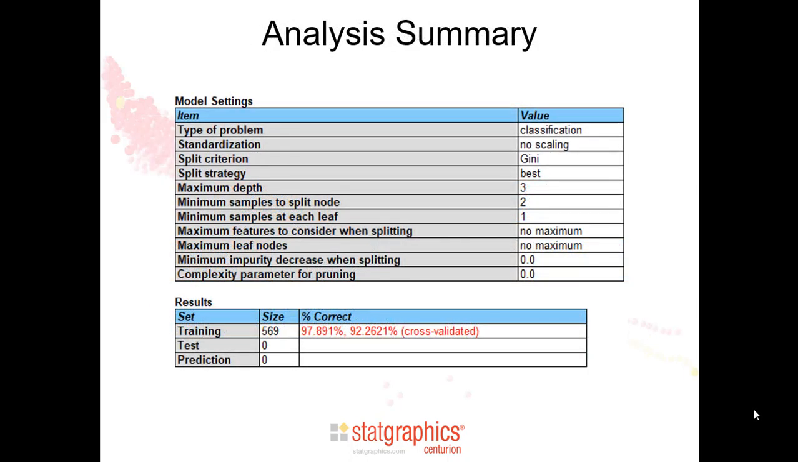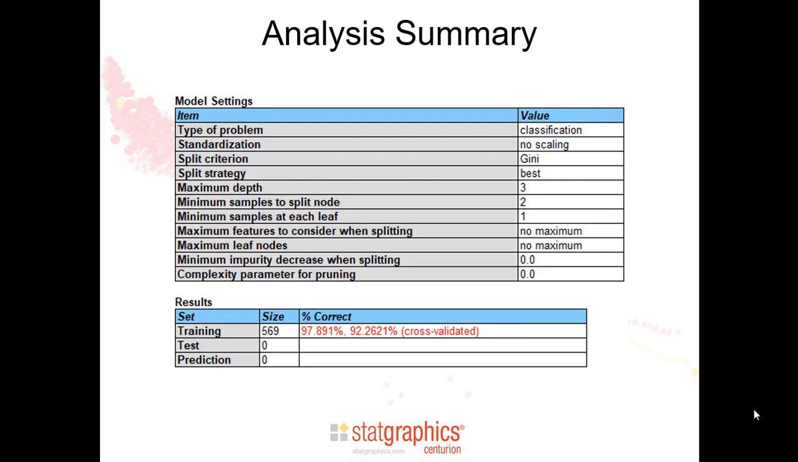An important table to look at when running the machine learning algorithms is the analysis summary. This shows the settings of the model, what options were selected, such as the maximum depth of 3 in this case. It also shows the results. In the case of a classification problem, it shows the percentage of the training cases that were correctly classified. In this case, a total of 97.891% of the training cases, the 569 cases, were correctly classified by the tree.